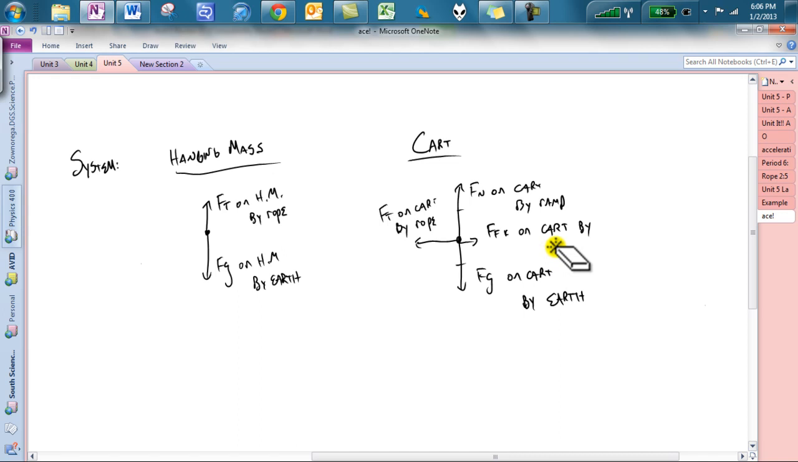Oh, wow. Oh, I messed myself up. On the cart by the table, or the ramp in this case. Friction's not an object, Mr. Z. Duh. It's been a while. So, this is our situation right here.